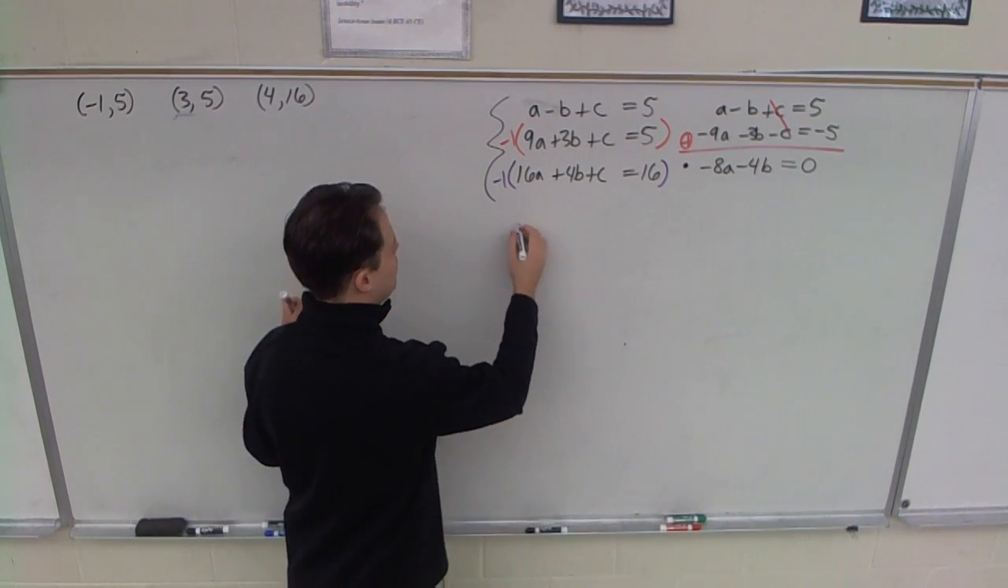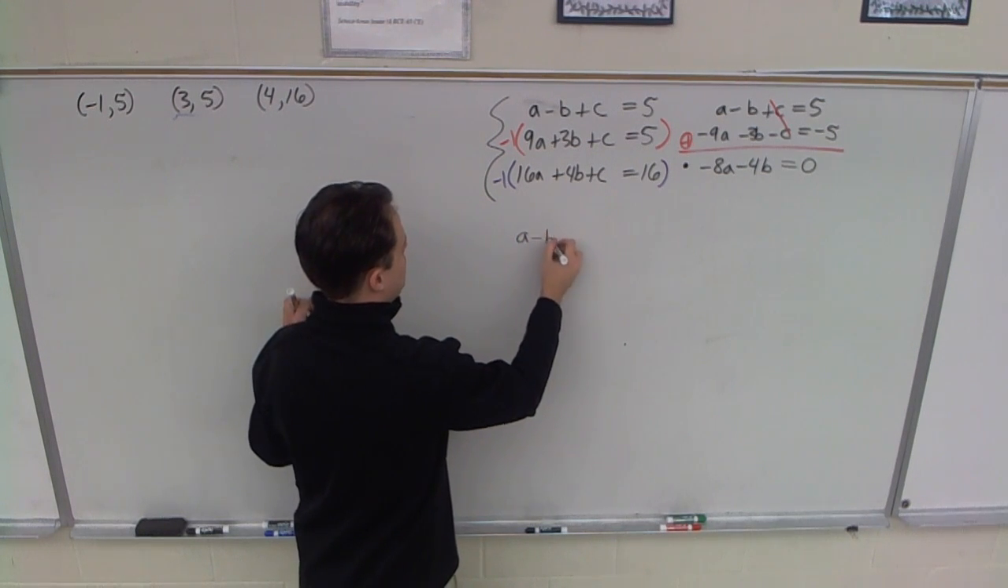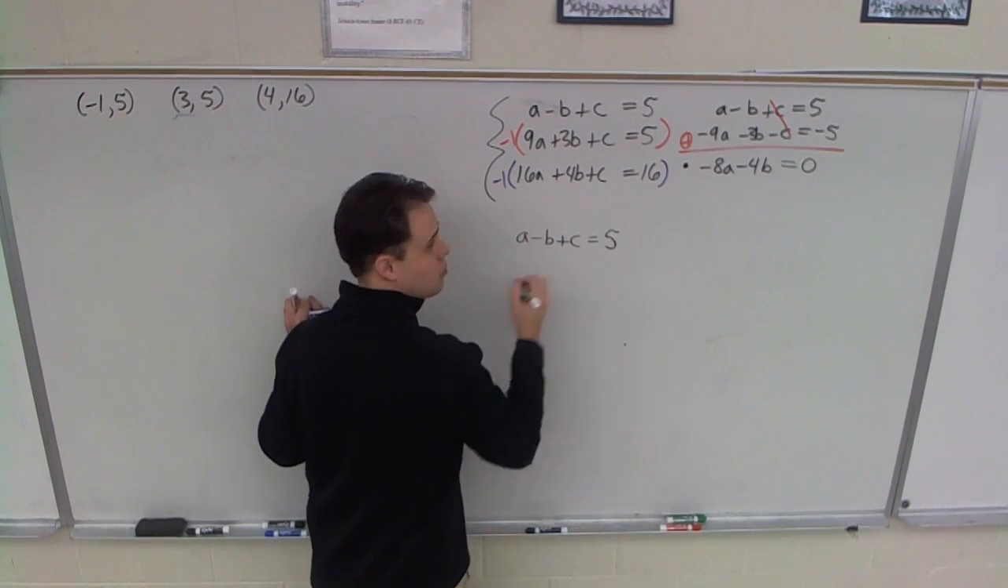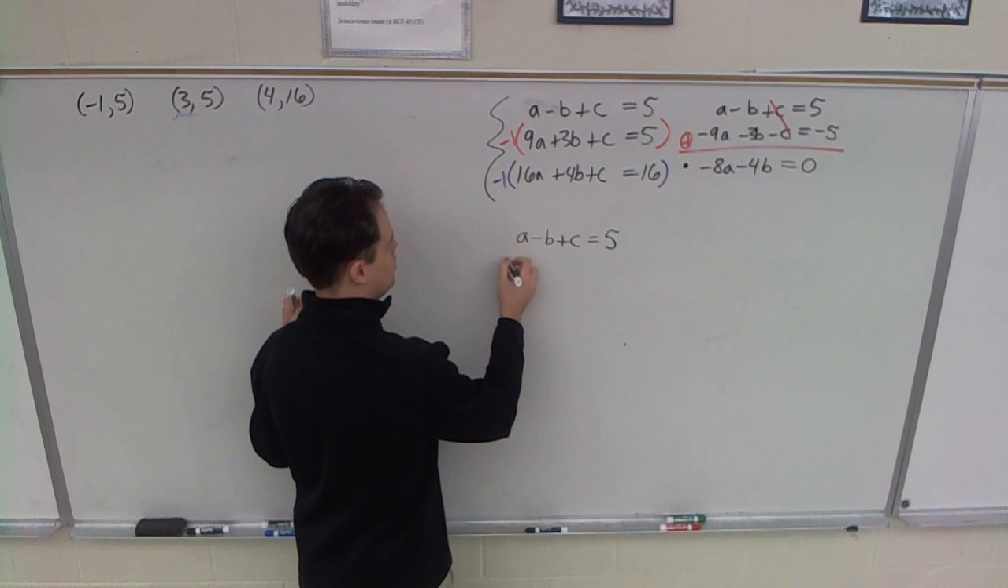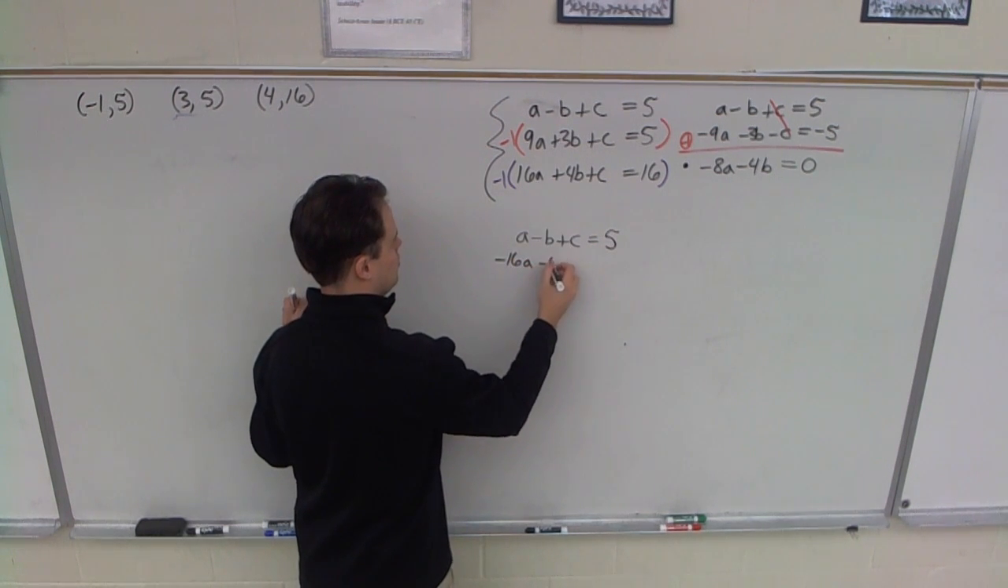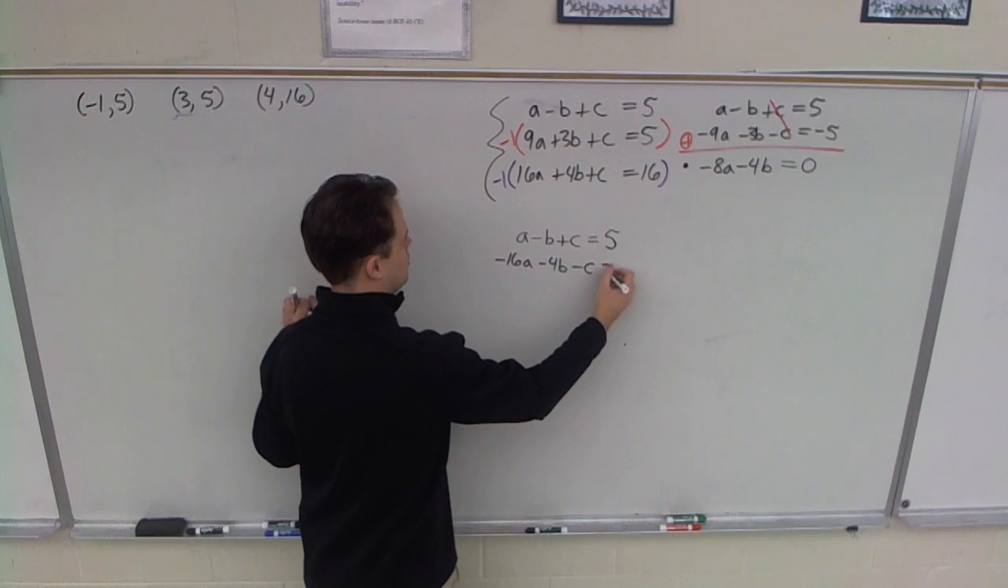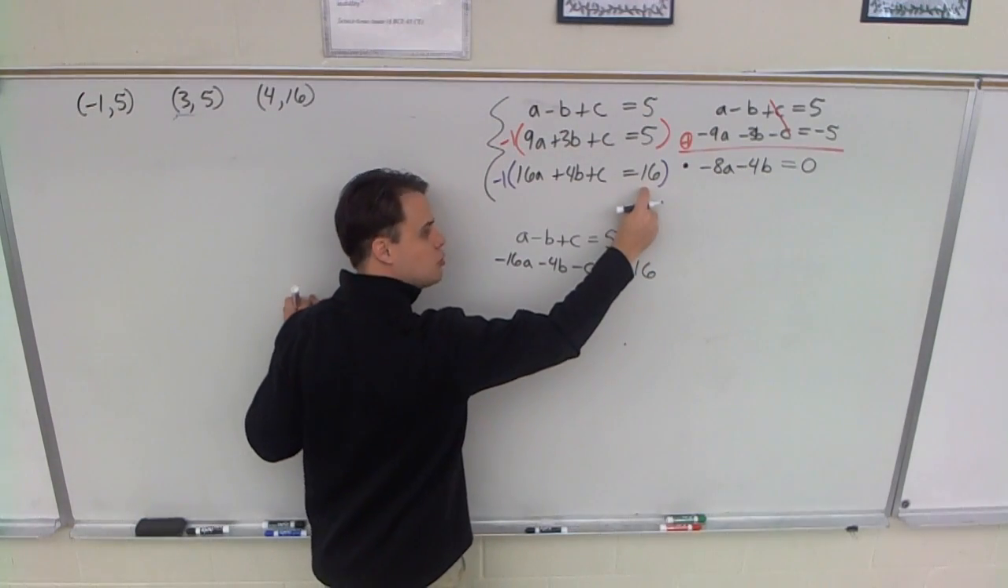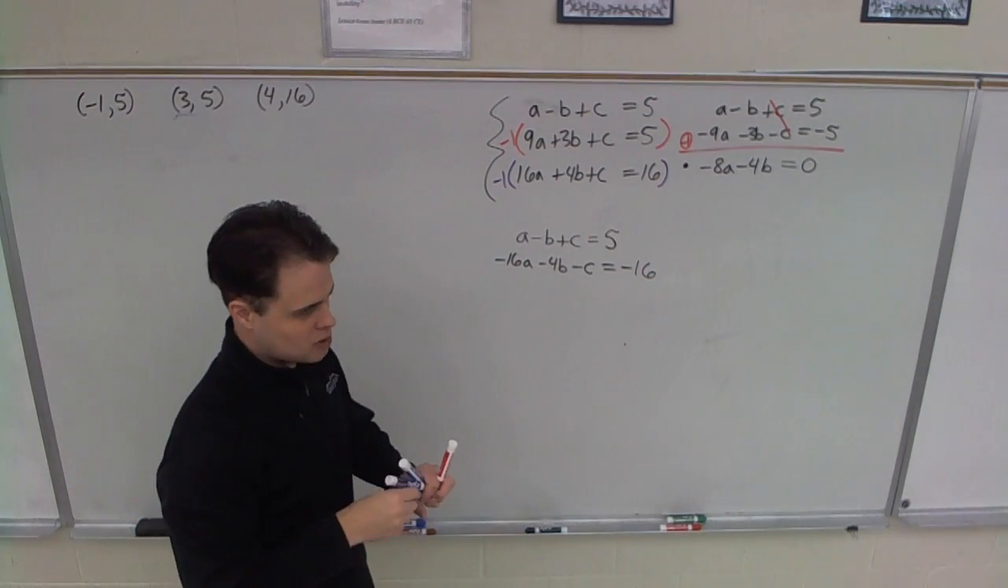So that one, I'm just going to write the top one down again. Didn't modify it. And down here I'm going to have negative 16a minus 4b minus c is negative 16. Don't forget to multiply over here on this side. Lots of people make that mistake.